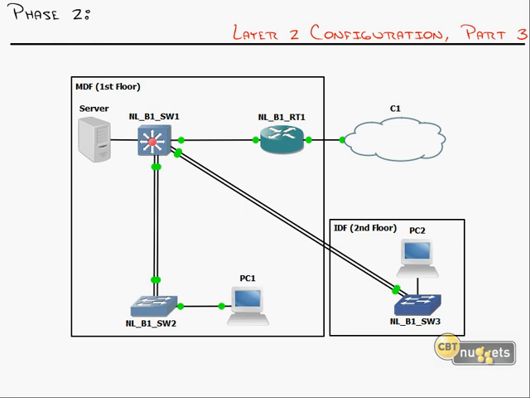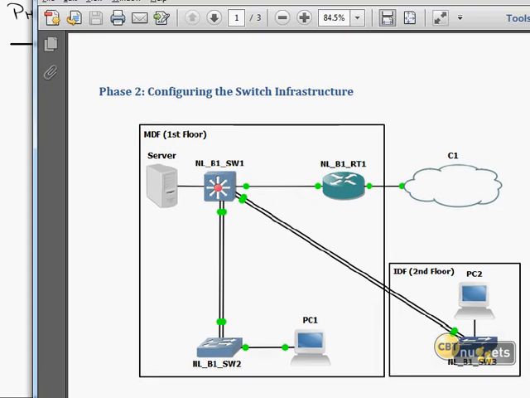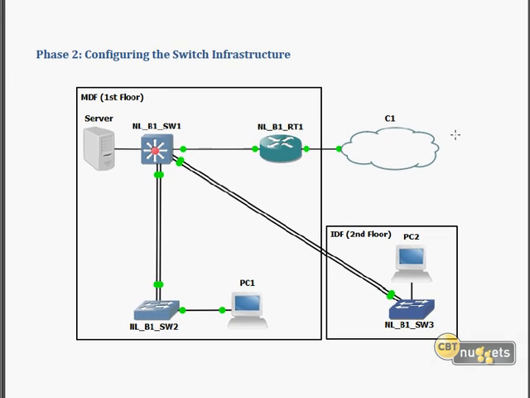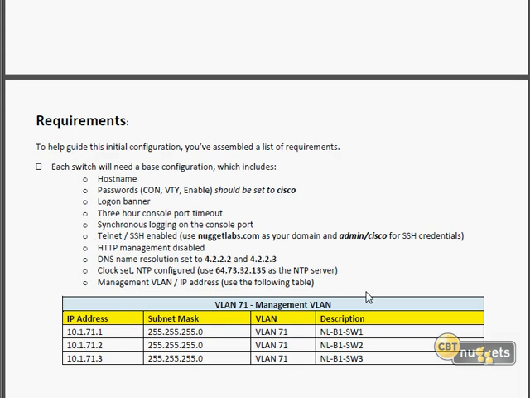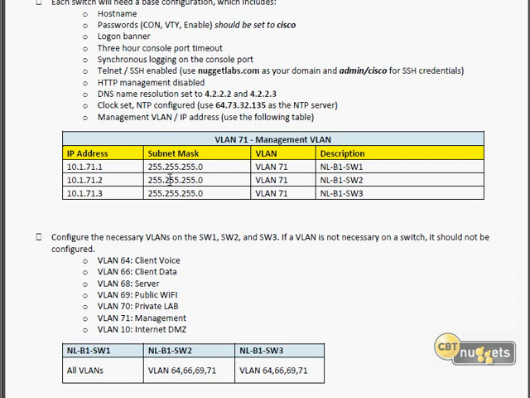All right, our configuration continues as we dive into Layer 2 Config Part 3. Now, just to bring us back up to speed, the flyby overview, we're configuring our Layer 2 network. We've got the base configuration put on each switch. Yes, we did configure the management VLAN interface.